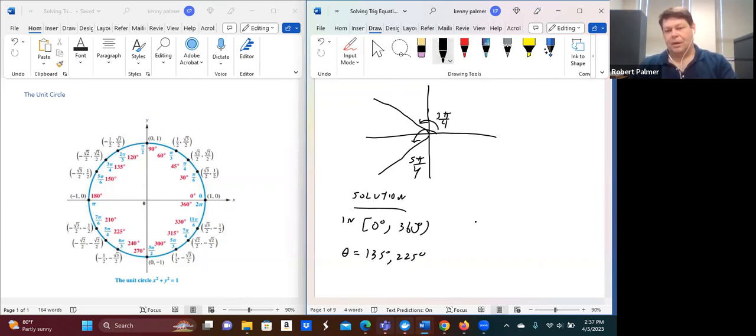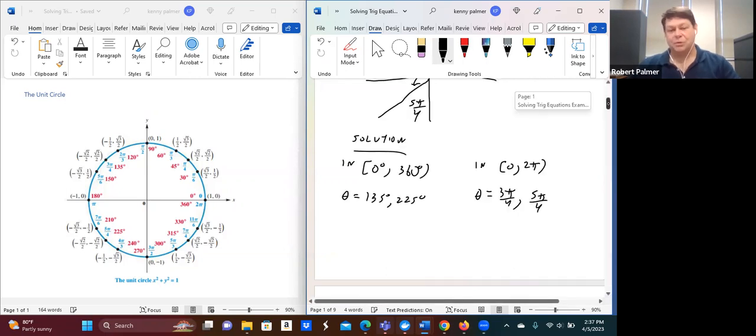Okay. Now in radians, or instead of saying in radians, we'll just say in 0 to 2 pi. So if you see this, it indicates you want the answer in radians. Already said what those are. It's basically going to be 3 pi over 4 and 5 pi over 4. Okay. Now, what if it says all solutions?